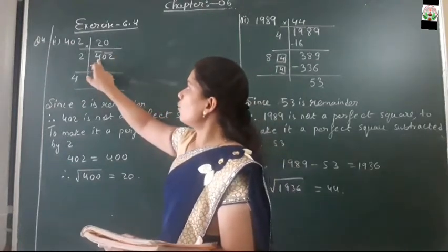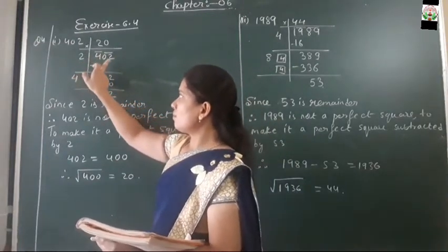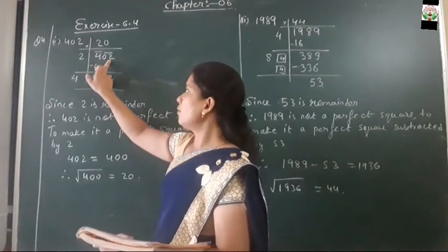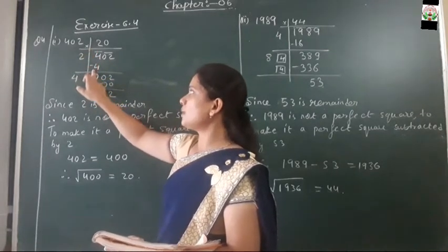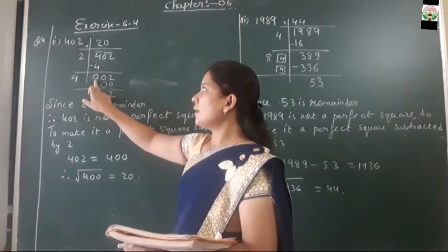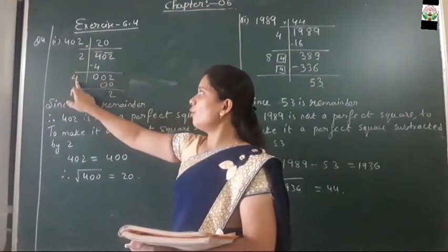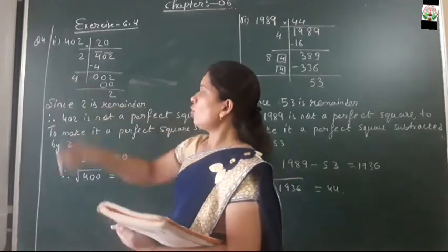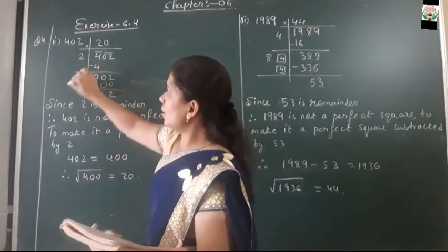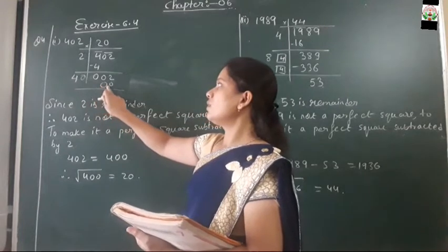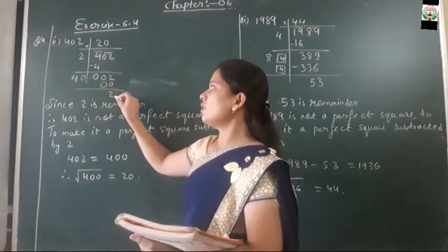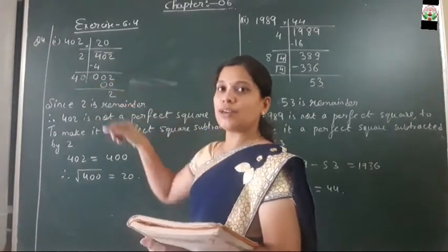So taking 402, making pairs from the right hand side, two numbers will be a pair, 4 is there. So 2 into 2 will be 4, 4 subtracted from 4 itself becomes 0. Now 2 plus 2 will become 4. Now the number 4 multiplied with 0 becomes 0 itself. So here it will be 0. What is the remainder left here? 2 is the remainder.